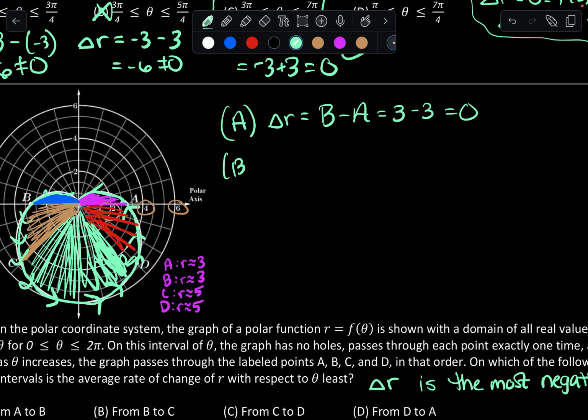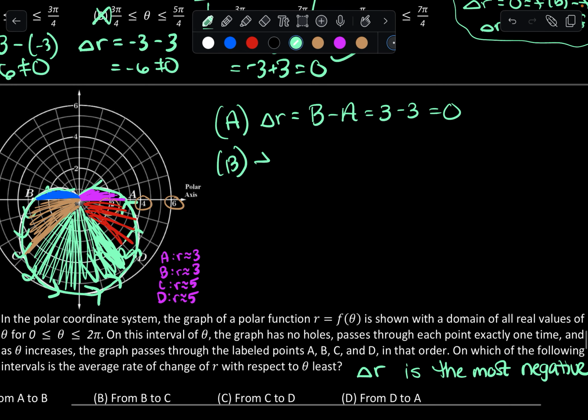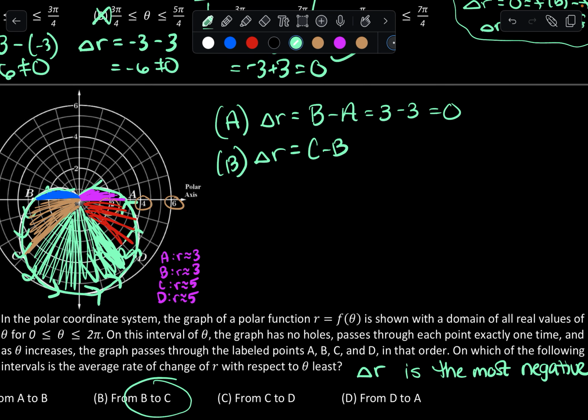So now let's try B. The change in the radius for B, so we'll do C minus B. It's going from B to C, so I'll do C minus B. The radius at C is about 5. The radius at B is about 3, so we'll get 2. So right now, our true candidate for where the average rate of change is the least is A, because 0 is less than 2. So I'm just going to go ahead and scratch out B.